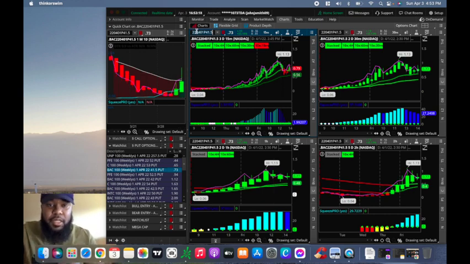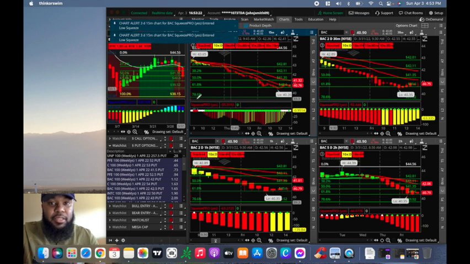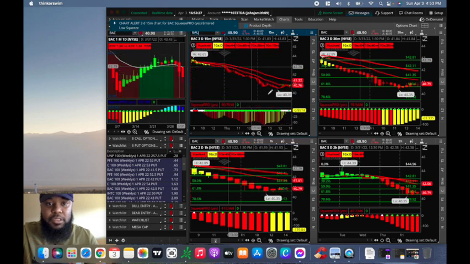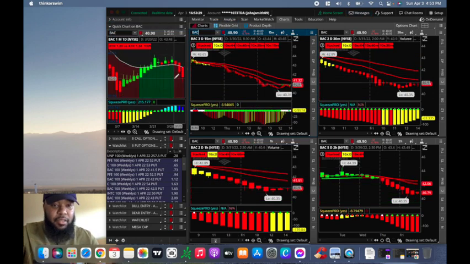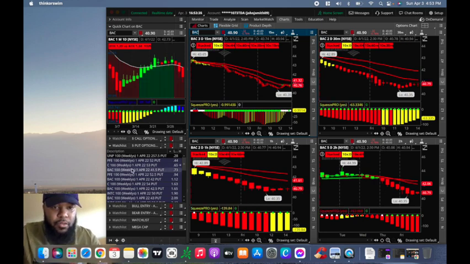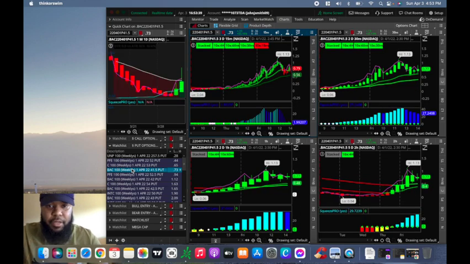Because I don't want to confuse anyone, let me go to BAC, the actual stock. This is the stock. Let me take my fib levels off so you can just see the stock. The stock is tanking, but of course, if you get a put options contract, that's going to increase, right? So we're charting the options contract.